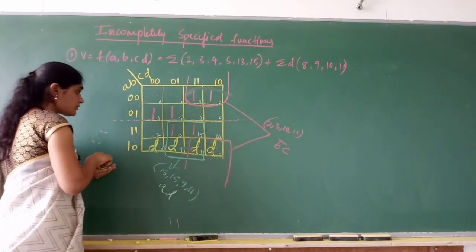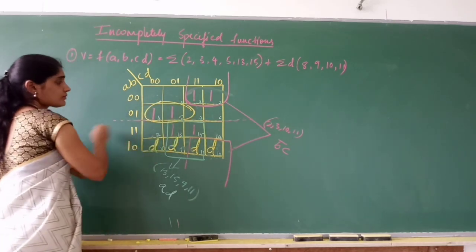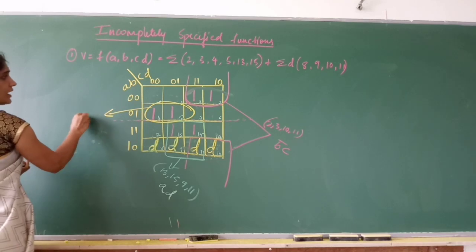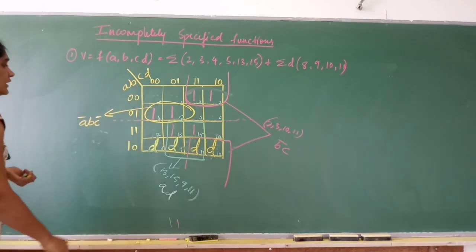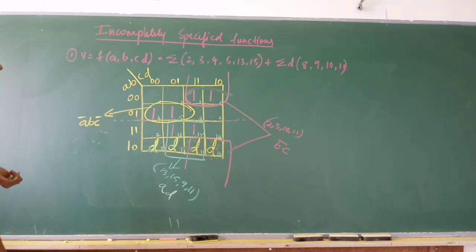So what is the only option we have? Just group 4 and 5. So what is the equation I get? A bar, B, C bar. I get A bar, B, C bar. Correct? A bar, B, C bar.